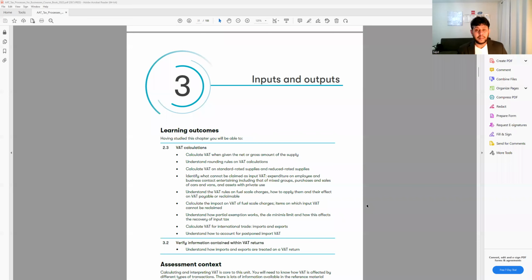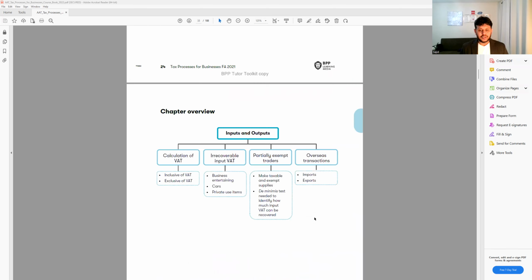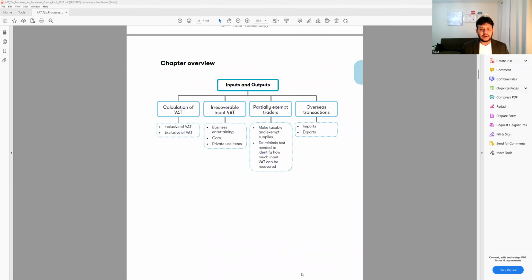So chapter 3 is all about input and output VAT. Here we're going to look at how to calculate input and output VAT, and a few more calculations. Let's have a look at our chapter overview. In this chapter we have input and output VAT. What is input and output VAT? You already know that. Next we have the calculation of VAT.